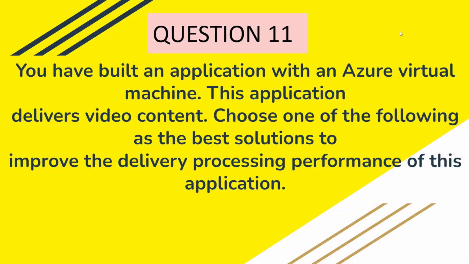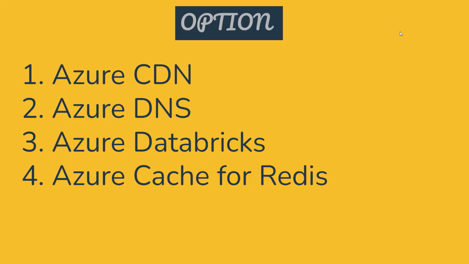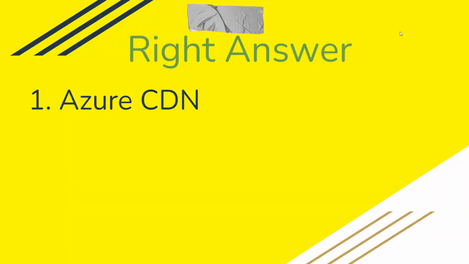Question 11. You have built an application with an Azure virtual machine. This application delivers video content. Choose one of the following as the best solutions to improve the delivery processing performance of this application. Option 1. Azure CDN. 2. Azure DNS. 3. Azure Databricks. 4. Azure Cache for Redis. Right answer. 1. Azure CDN.